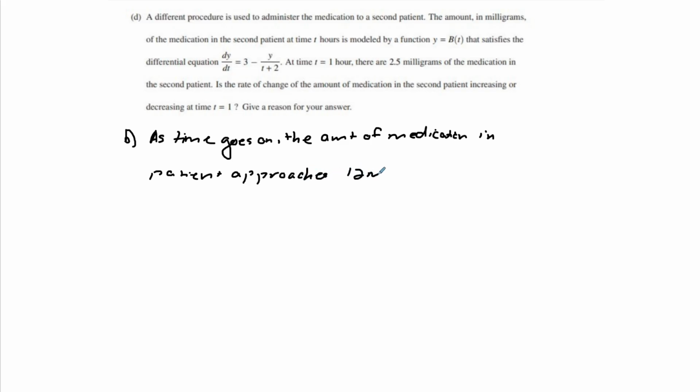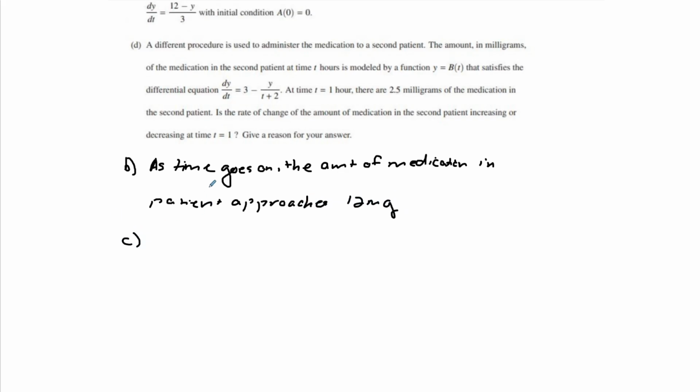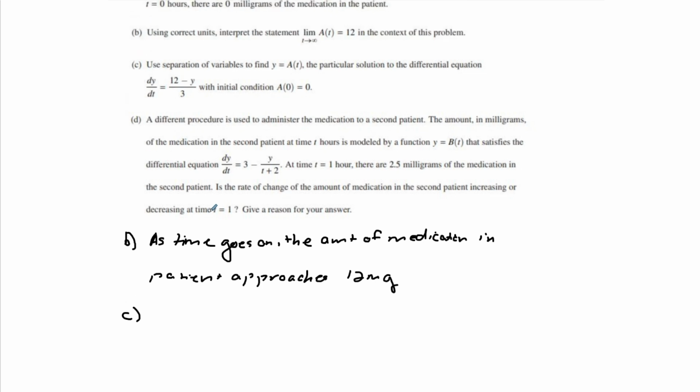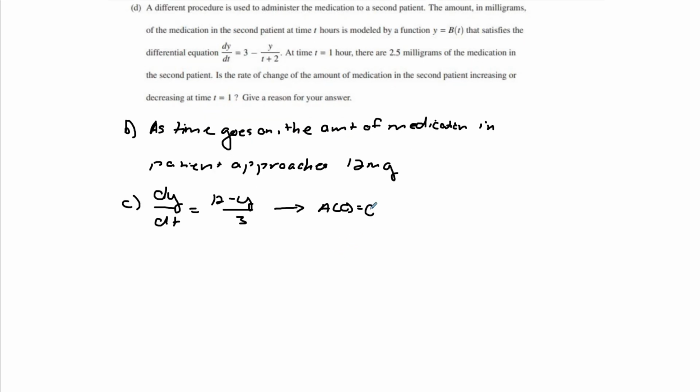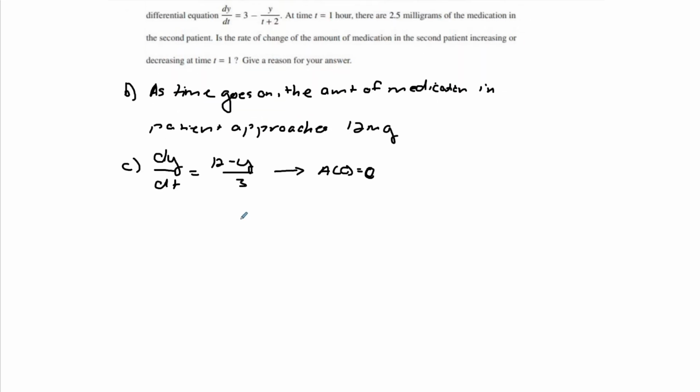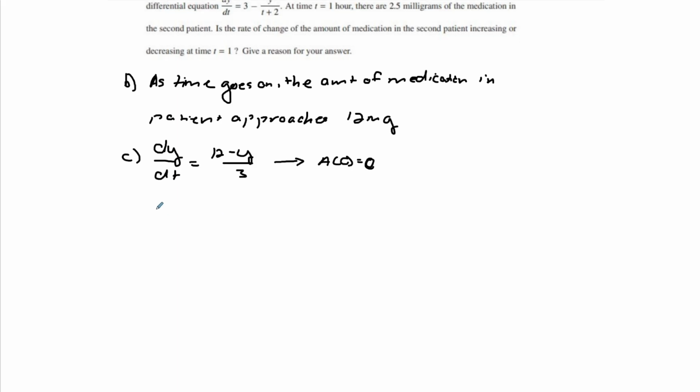Okay. Now, for part C, what are we asked? We are asked to use separation of variables to find the particular solution to dy/dt equals (12 minus y) over 3 with initial condition A of 0 equals 0. So dy/dt equals (12 minus y) over 3, and then we're given the point A of 0 equals 0. So let's now use separation of variables. So I can say that 1 over (12 minus y) dy is going to equal 1/3 dt.